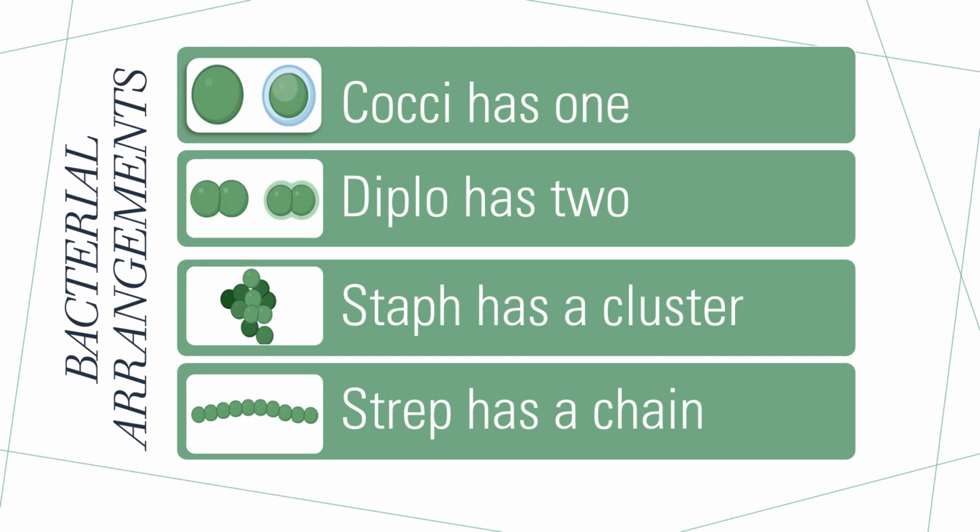And these are those bacterial arrangements I was talking about earlier. So you have cocci, and as you can see, it's just one single cell. Diplo is where you have the two cells, kind of together. And then staph is a cluster of the cells, and it looks like a cluster of grapes. And then you have strep, which is stretched out in a long chain. I think this looks like a caterpillar. That's how I remember.